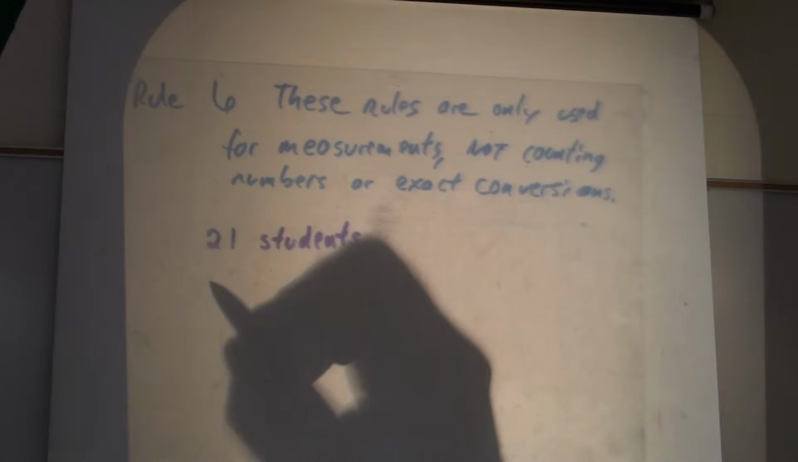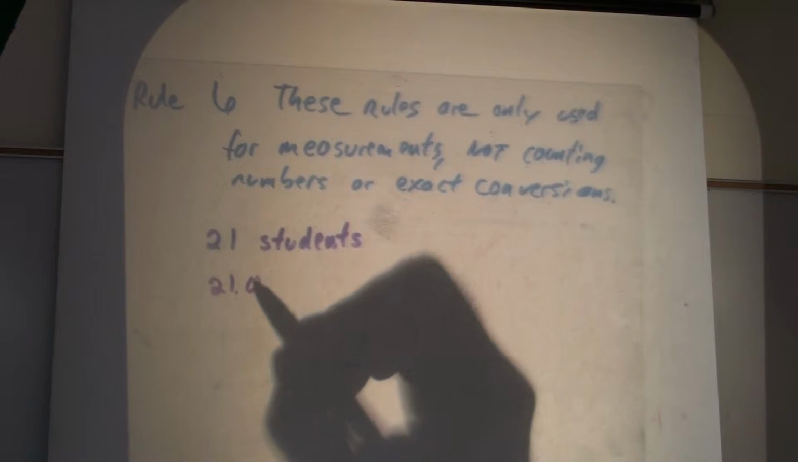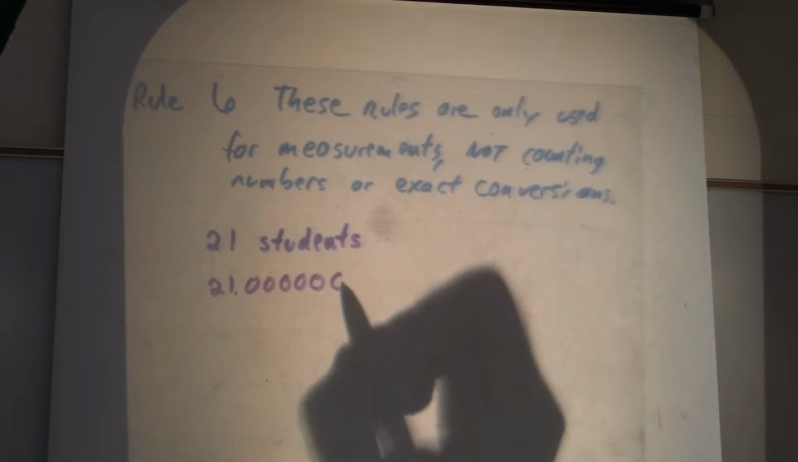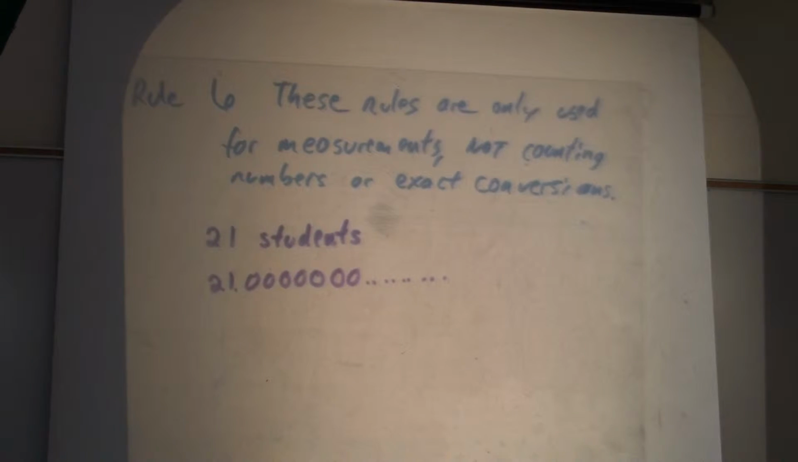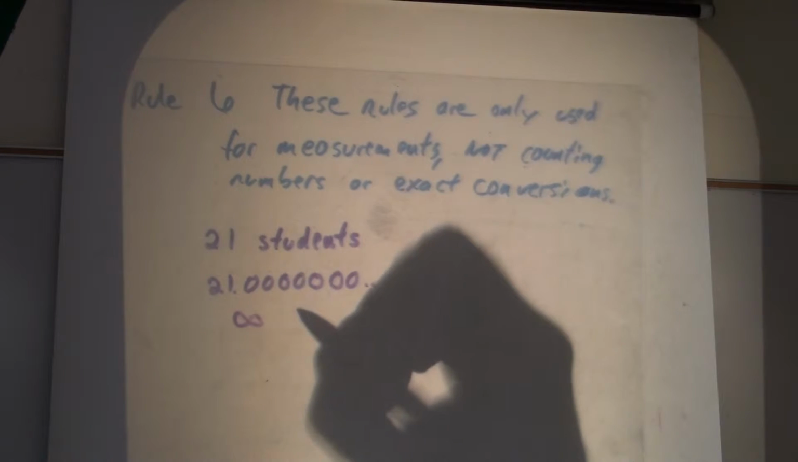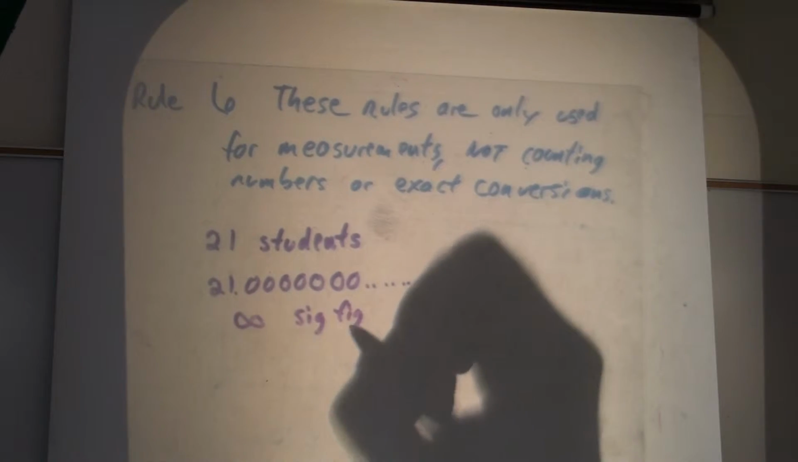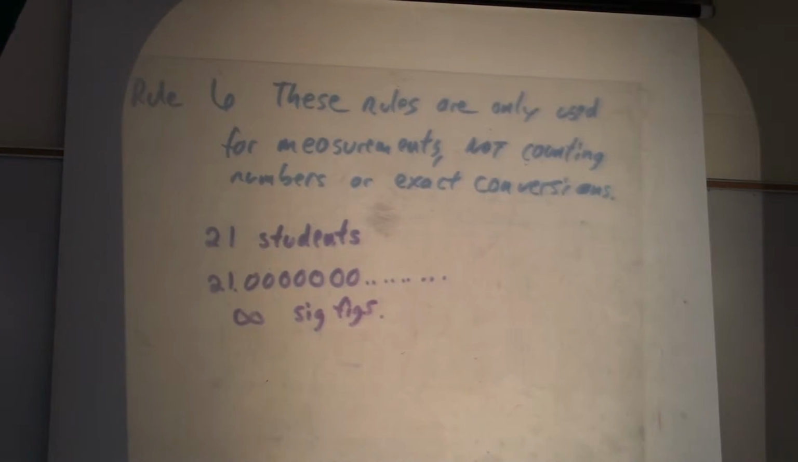So more correctly, we would say it's 21.0000 out to infinity. And we would say the number 21 has an infinite number of sig figs. That's technically the correct way to look at a counting number. It's 21 exact, 0.000 out to infinity, and therefore has an infinite number of sig figs.